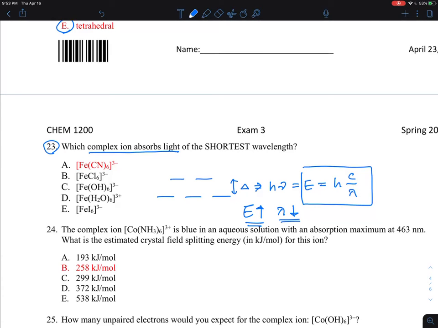So the higher energy gap is the one with the strong ligand, in inorganic chemistry terms, right? And what do we say about the strong ligand? CN is a very strong ligand, right?